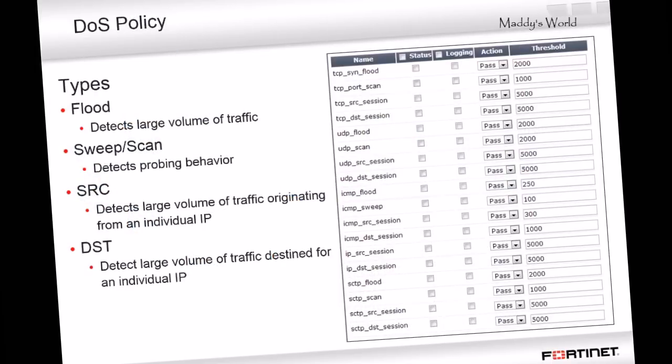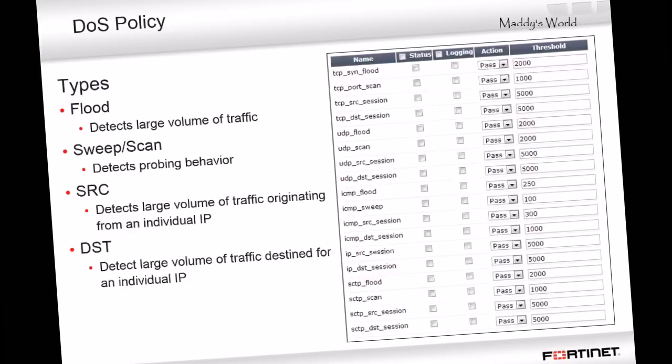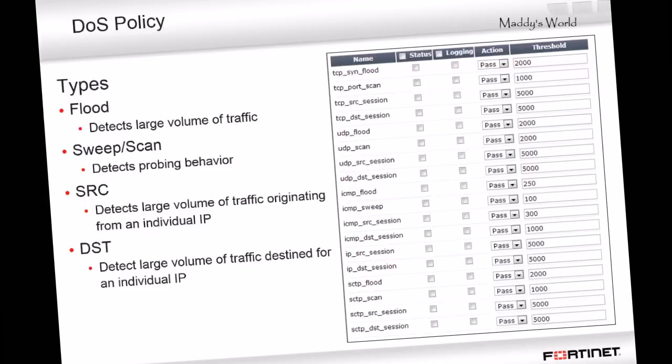Denial of service protection exists for 4 protocols: TCP, UDP, ICMP, and SCTP. Each one essentially has 4 different types of detection. A flood sensor detects a high volume of that particular protocol or signal in the protocol. Sweep scan detects attempts to map which of a host's ports respond and therefore may be vulnerable. Source signatures look for large volumes of traffic originating from a single IP. Destination signatures look for large volumes of traffic destined for a single IP.